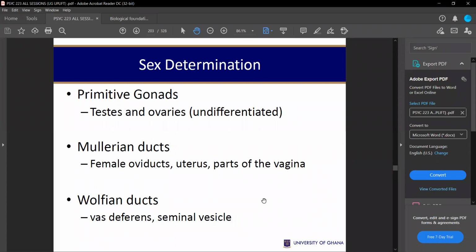Yes, sir. Please, the Wolffian duct, I didn't get it well. Did you say it's purposely to prevent female organs from developing? Is that what it is? I'm asking about the Wolffian duct. You say it prevents the female organs from developing. I don't get it. Is it the case that the person is supposed to be a male and that there's a chance for the female organ to develop as well?